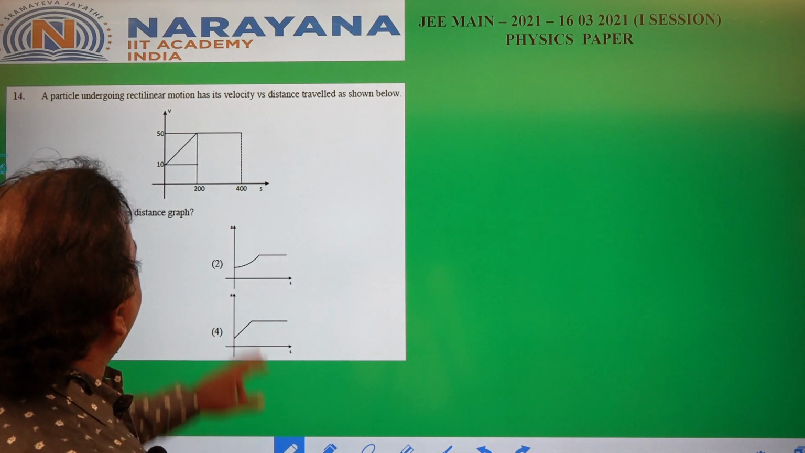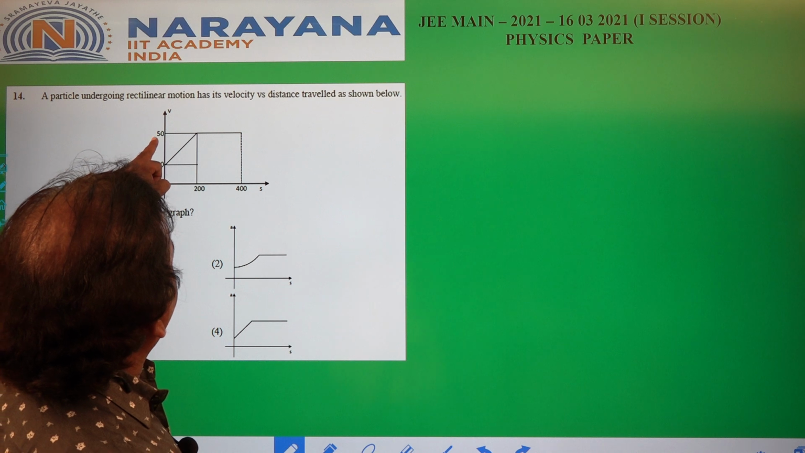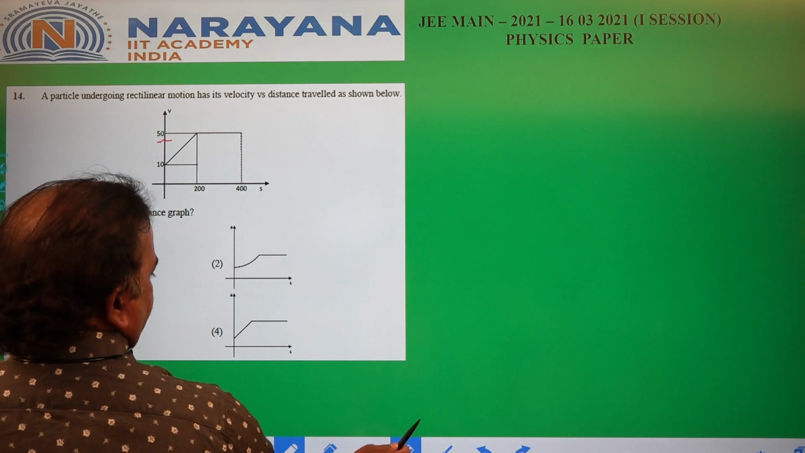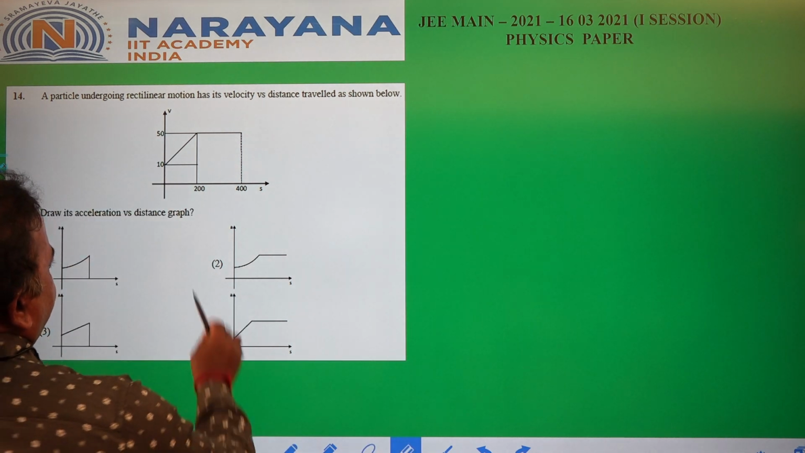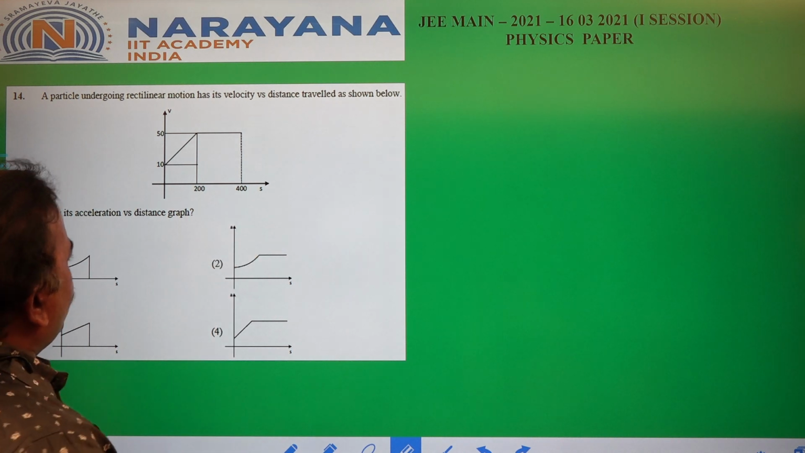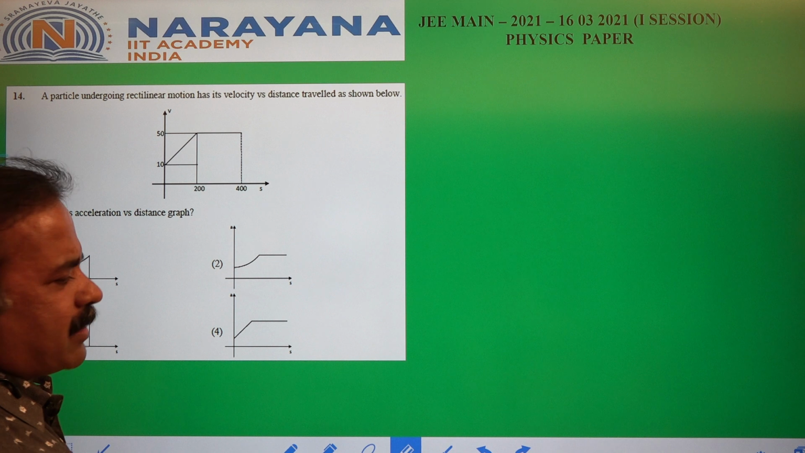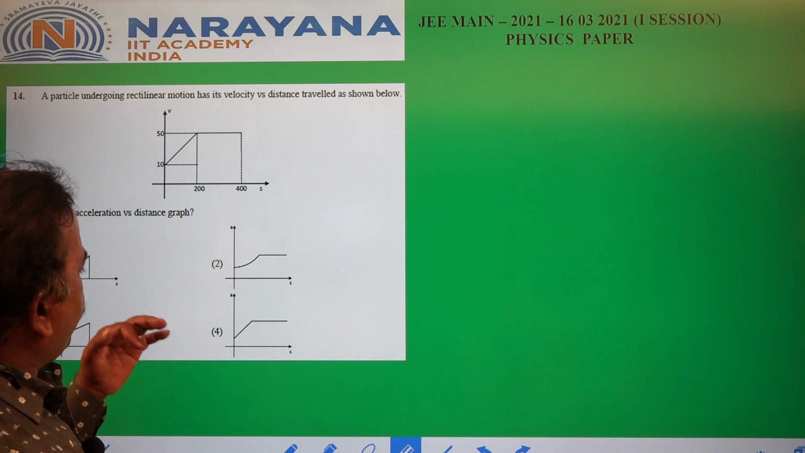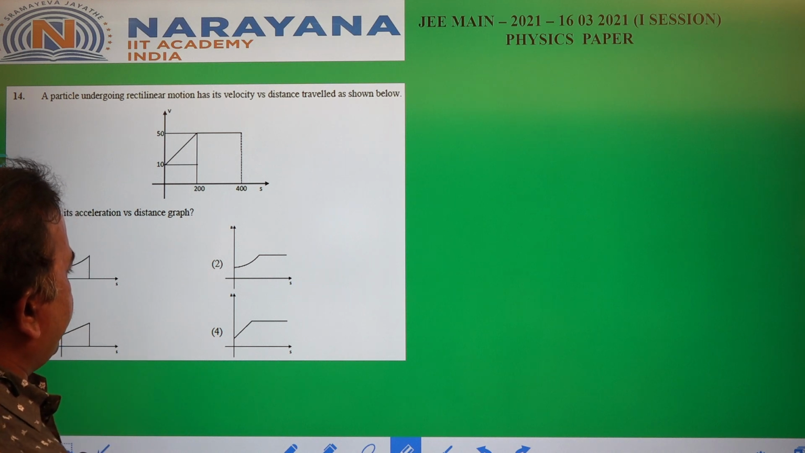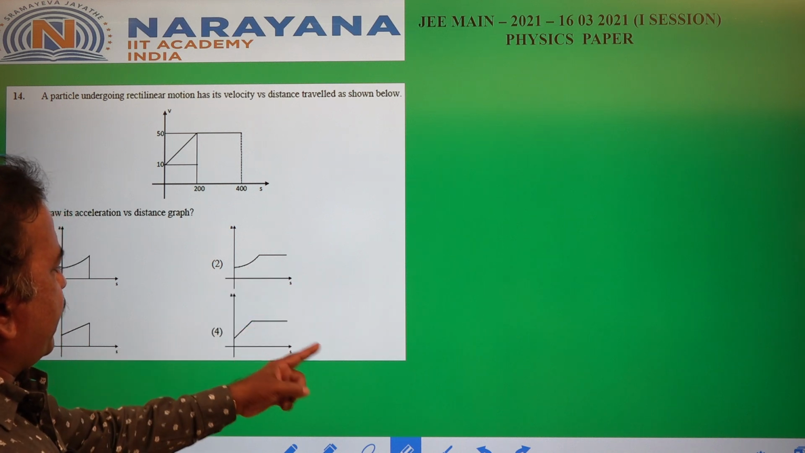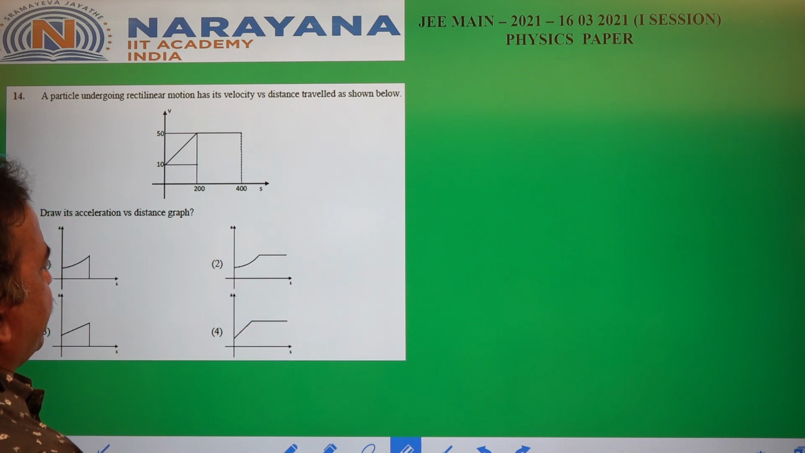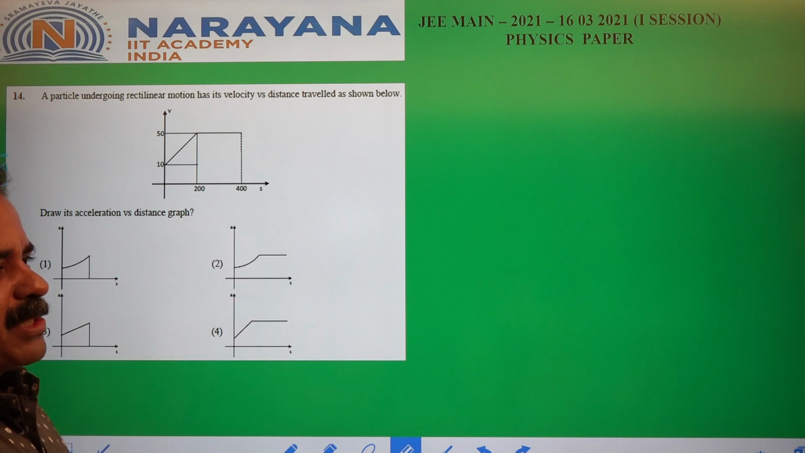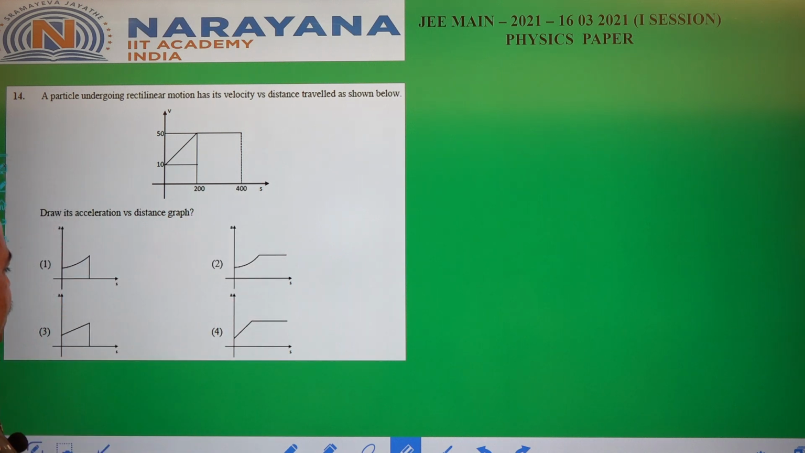Okay. So when we observe velocity, after reaching 50 meters per second, it is constant from 200 to 400. From 200 to 400, velocity is constant, meaning acceleration is 0. So in that case, options 2 and 4 will be ruled out, because options 2 and 4 show acceleration is constant even after 200 meters, right? But here from 200 to 400 velocity is constant, meaning there is no acceleration. So options 2 and 4 are ruled out.